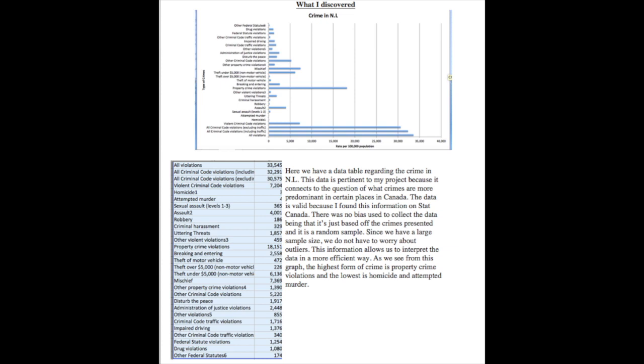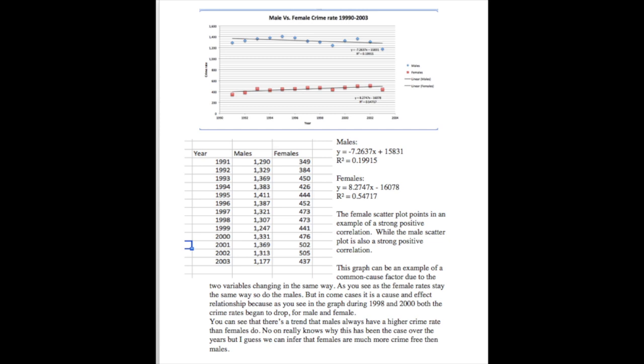and since we have a large sample size, you don't have to worry about outliers. So the next thing I found out was the male versus female crime rate from 1990 to 2003. So I did the calculation, and then I made a scatter plot, and the scatter plot is an example of a strong positive correlation. So this graph is an example of a common cause factor due to the two variables changing the same way. It also could be an example of a cause and effect relationship.